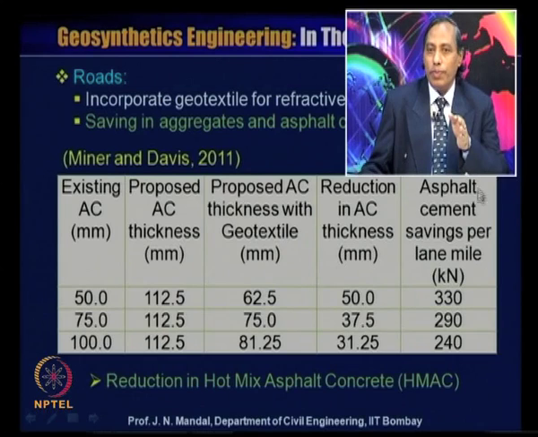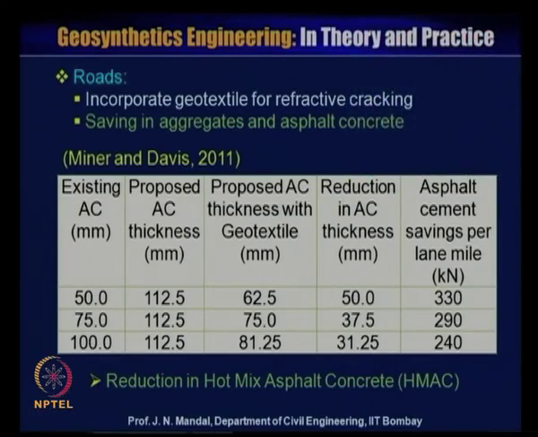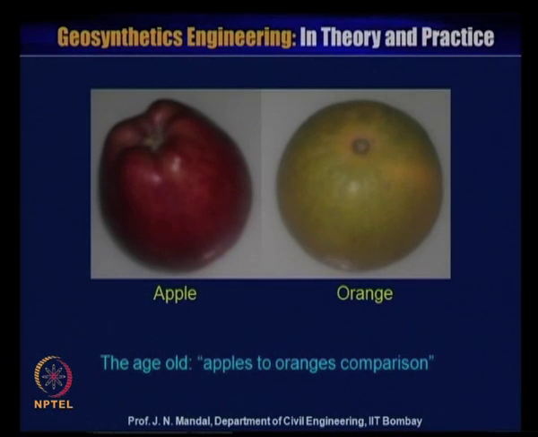This is very expensive asphalt cement saving. So you can see that here you can save 330 kilonewton, 290 and 240. So reduction in hot mix asphalt concrete, which you call the HMAC. So you can save a lot of energy. It's like an apple to orange, this is an age-old apple to orange comparison.